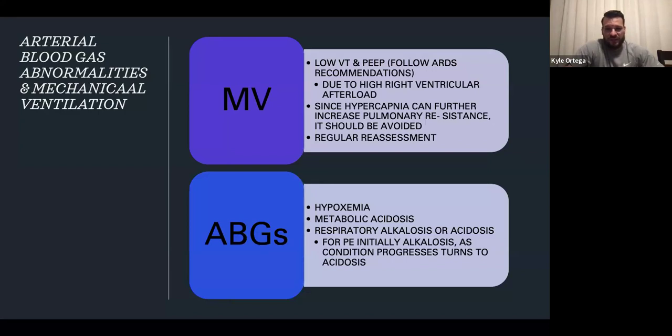ABG wise: hypoxemia, metabolic acidosis, respiratory alkalosis or acidosis. For a pulmonary embolism, it'll initially be alkalosis, but as the condition progresses, it turns to acidosis and retains that CO2. At the beginning it's blowing off CO2, so CO2 is low, and then it turns to acidosis, which is hypercapnic, retaining the carbon dioxide.